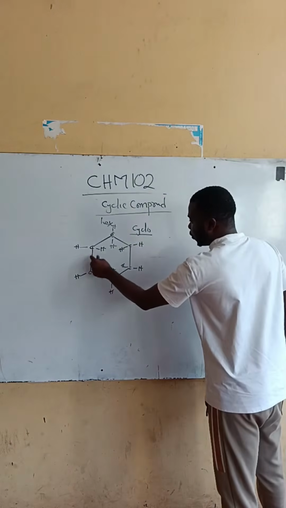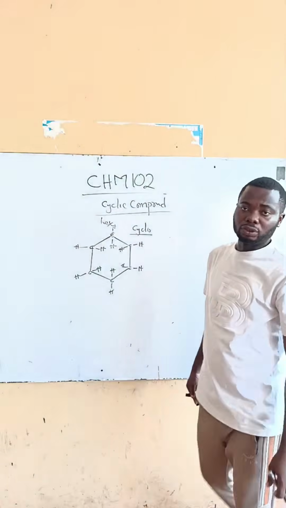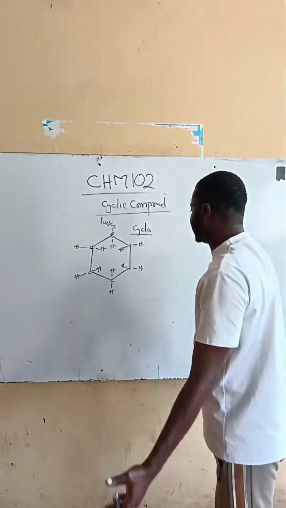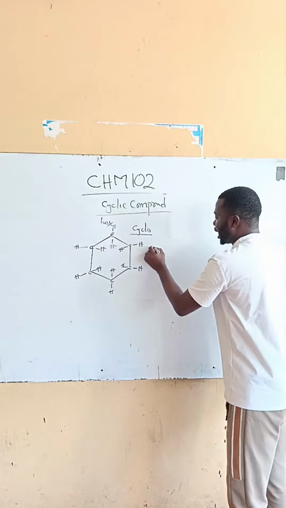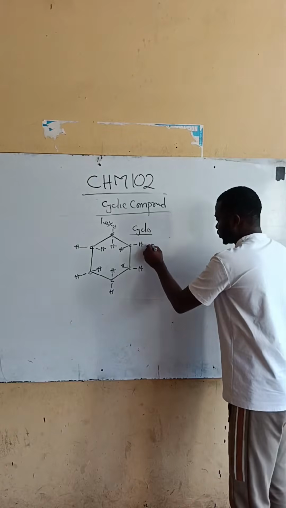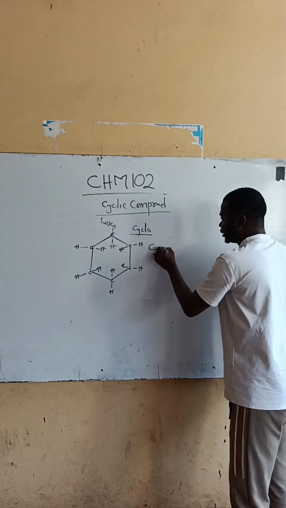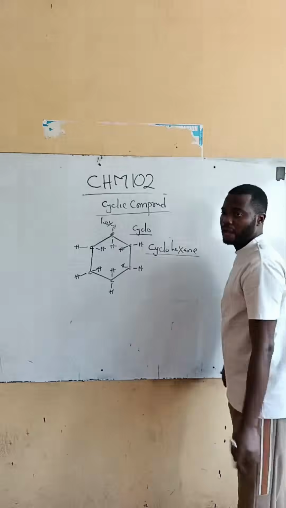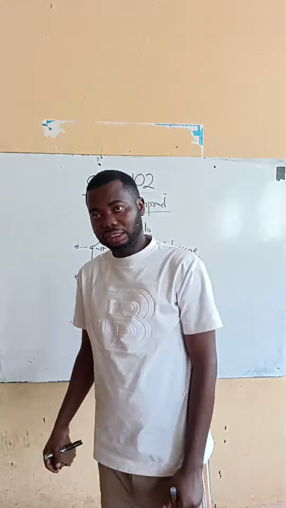So how many carbons can you count? 1, 2, 3, 4, 5, 6. How many carbons altogether? 6. And because it's 6 carbons, you say it's hex, abi. So I can easily say cyclo, what? Cyclohexane. This is cyclohexane. Is that clear?